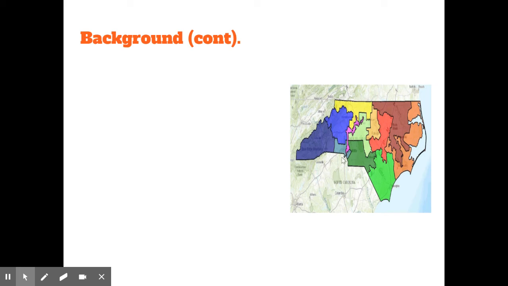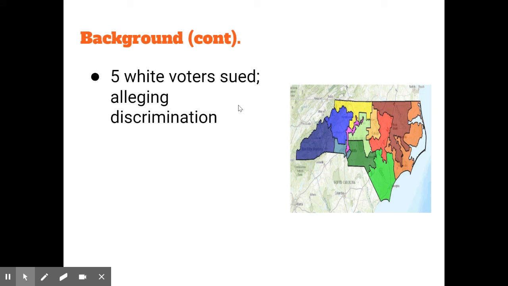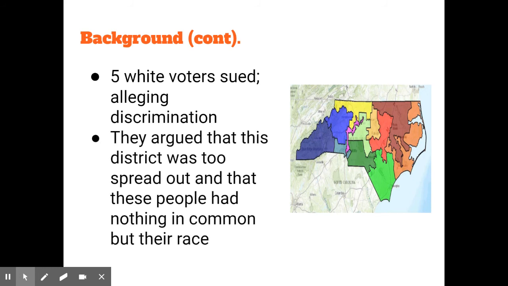So right here, the purple district is the new district that was drawn, that essentially was the majority minority district ordered by the Department of Justice. Five white voters sued, alleging discrimination. Their argument was that having African Americans intentionally be drawn to be the majority group within this district, intentionally, by the government, was essentially discriminating against white voters. They argued that this district was way too spread out. It's spread out for like 160 miles. I mean, it's huge. It's oddly shaped. And then, really, if you look at it, because it went from one part of the state to another, there wasn't much these people had in common, other than their race. And essentially, this was discriminatory as a result. So they sued, alleging that this new district was discriminatory.